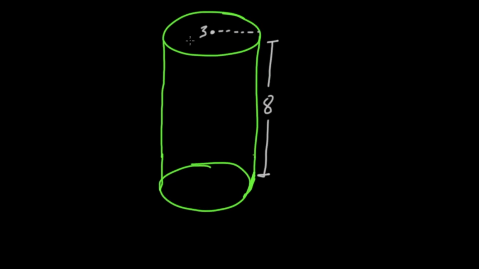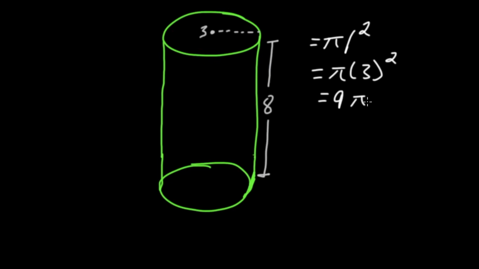To find the surface area of this circle, we simply use the formula for the area of a circle, which is pi r squared. So r in this case is 3 because our radius is 3, and r stands for radius. So we have pi times 3 squared, which is equal to 3 squared is 9, so 9 times pi.